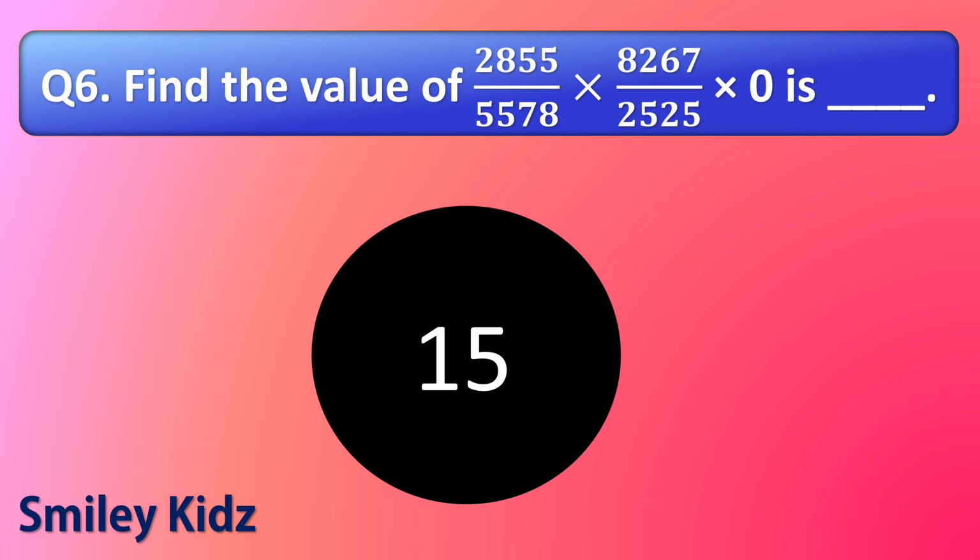Question number 6. Find the value of 2855 by 5578 multiplied by 8267 by 2525 multiplied by 0 is dash. Your time starts now.